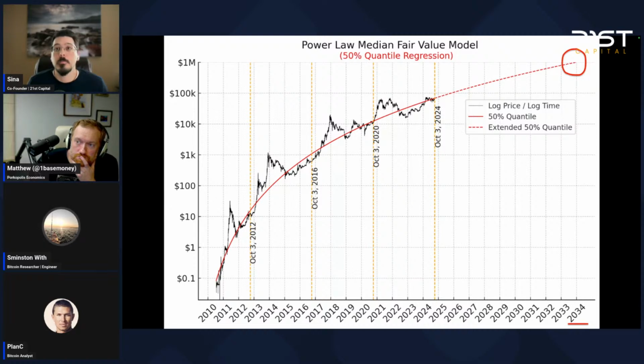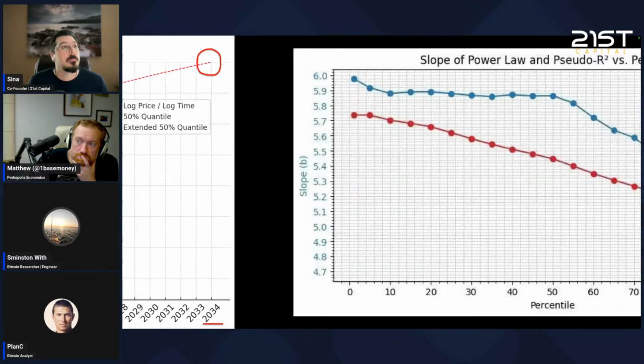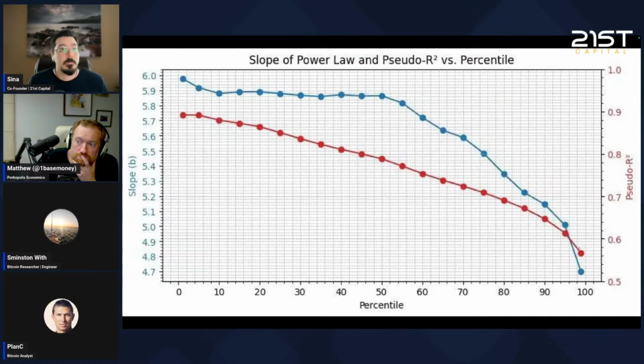to throw some context in there. Some analysis I looked into a couple months ago was that the quantile regression power law slope value, that 5.7 value, does not change significantly between the very bottom percentiles, like I think around 3%, all the way up to the 50th percentile, which is what Plan C is modeling and projecting out there. So I think it's another reason to trust that future robust trend line.